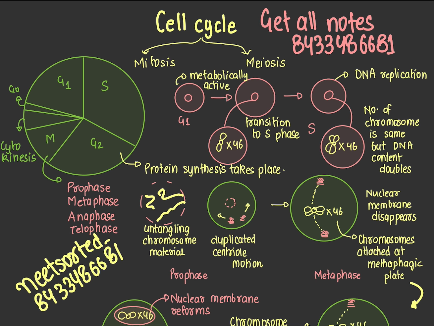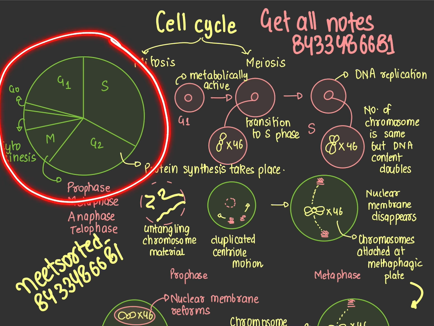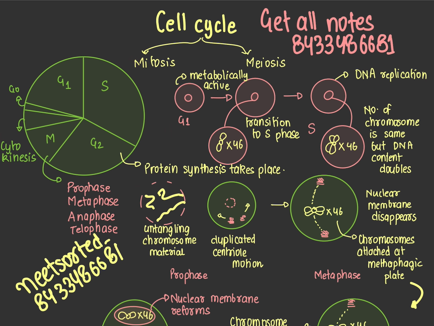Okay, so let us discuss the cell cycle. In the cell cycle we have to study two things, that is mitosis and meiosis. Let us look at them one by one. Firstly, let's read about mitosis. This is a complete cell cycle, or the mitotic cycle, which we are discussing here. It consists of G1, S, G2, M, cytokinesis and G0.